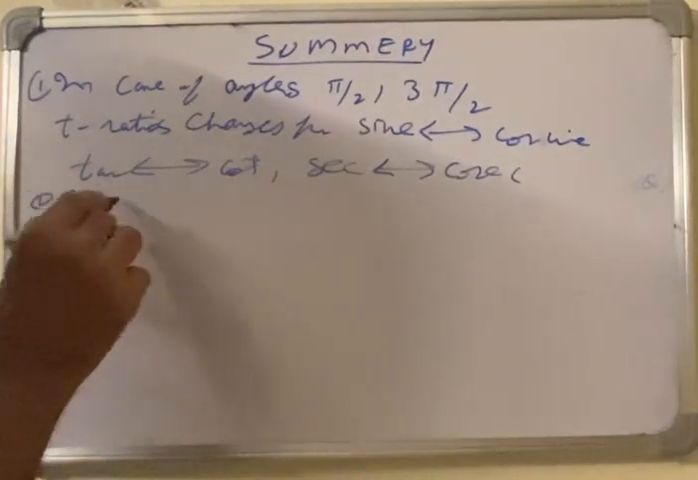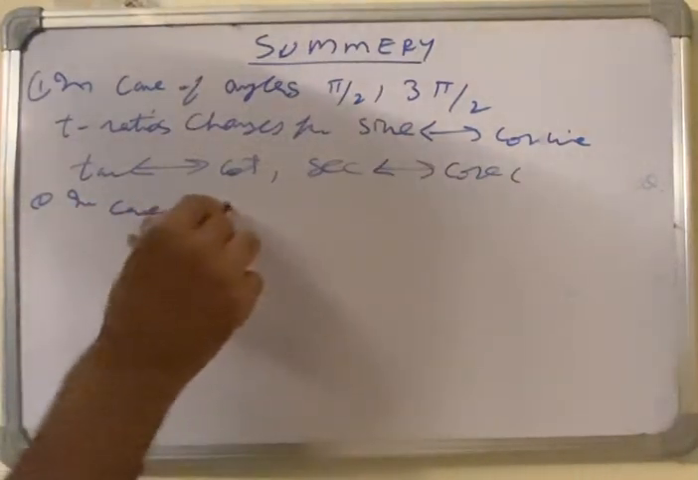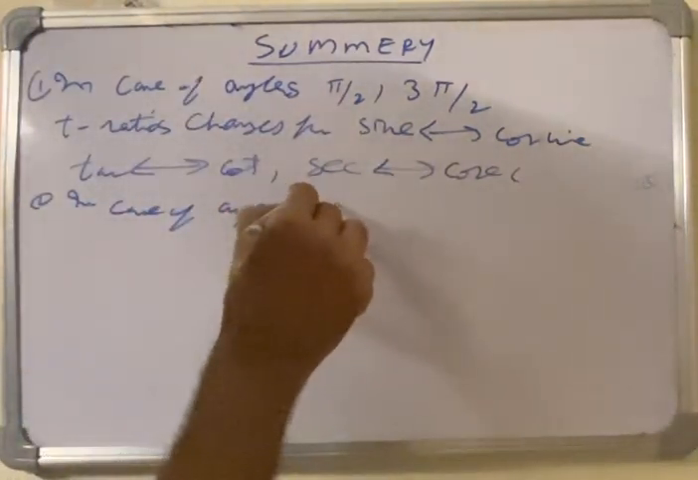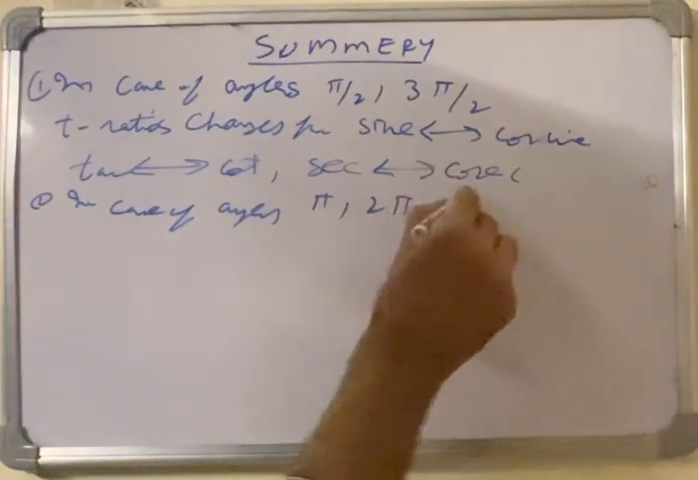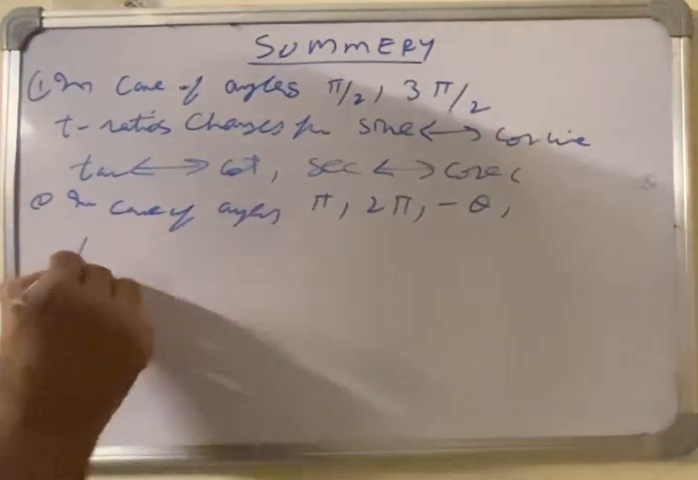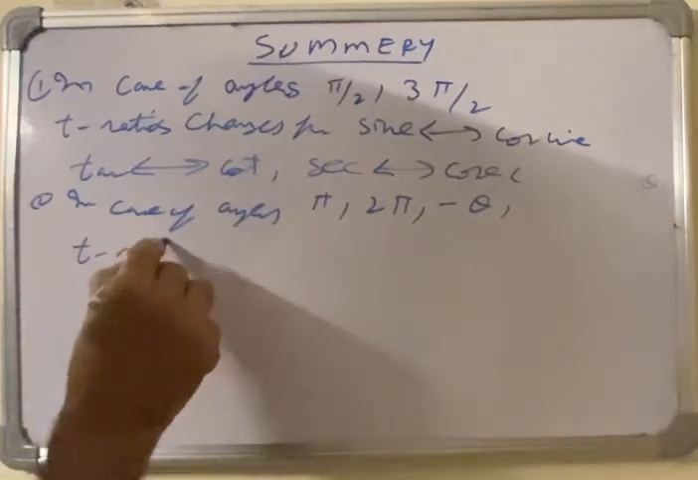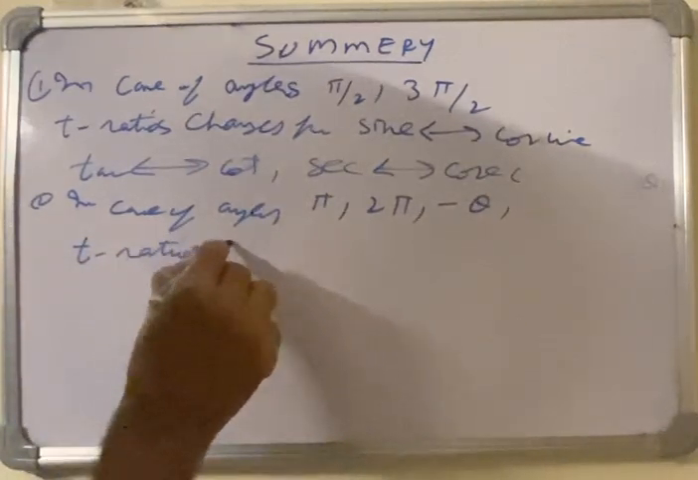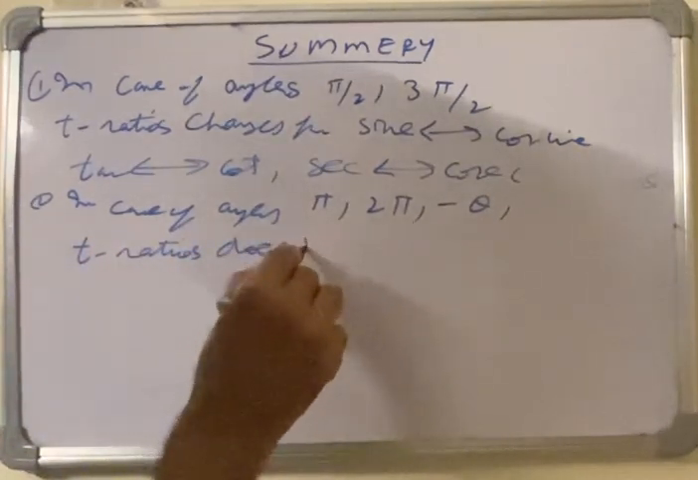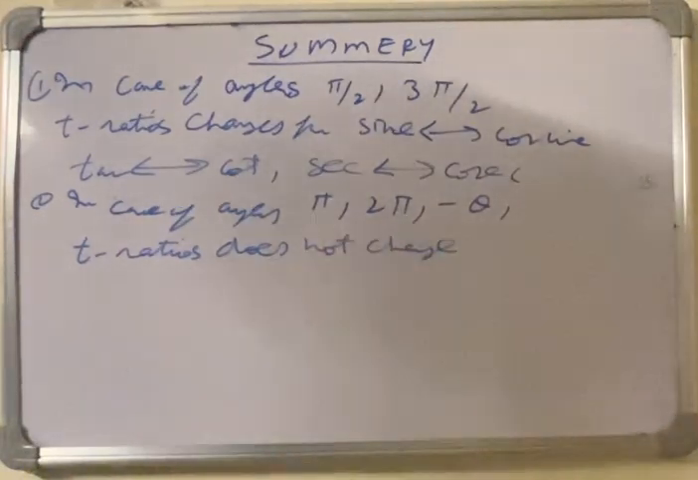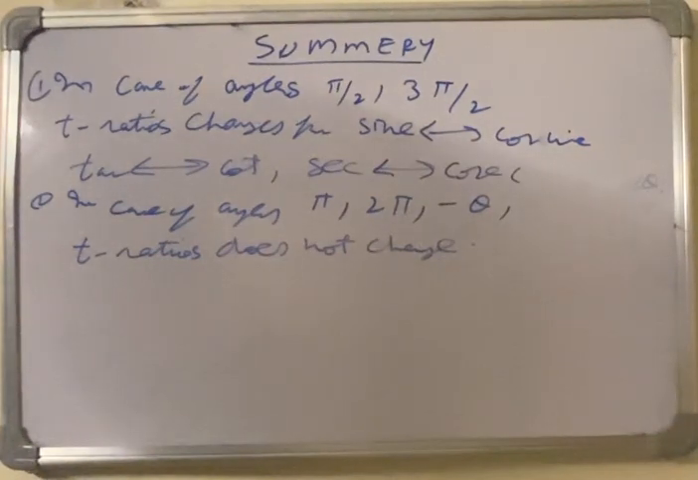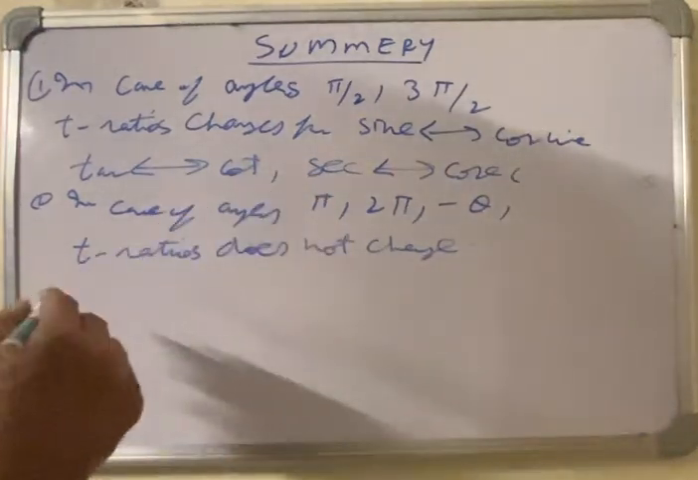In case of allied angles pi, 2 pi minus theta, trigonometric ratios do not change. That is, sine remains sine, cos remains cos, tan remains tan, cot remains cot, secant remains secant, cosecant remains cosecant in this case.